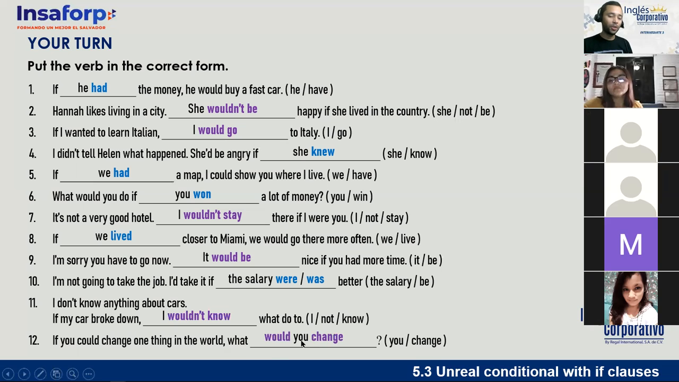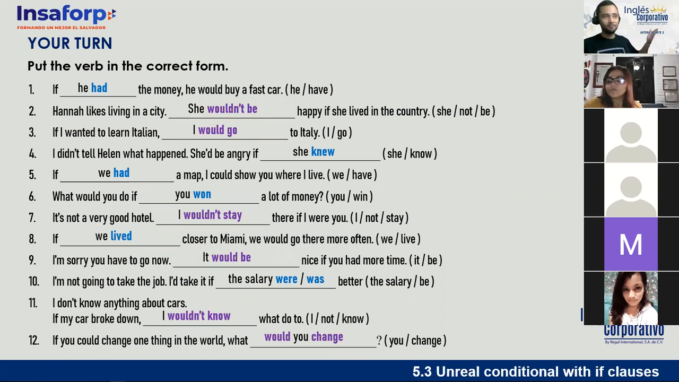Now, if you notice, look at this. Tenemos would you change. El orden de las palabras ha cambiado un poco. ¿Por qué? Porque es una pregunta. Sabemos que en las preguntas vamos a colocar el auxiliar antes del sujeto. Entonces, if you could change one thing in the world, what would you change? Si pudieras cambiar una cosa en el mundo, ¿qué cambiarías?